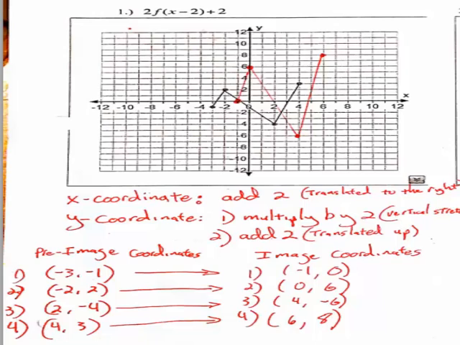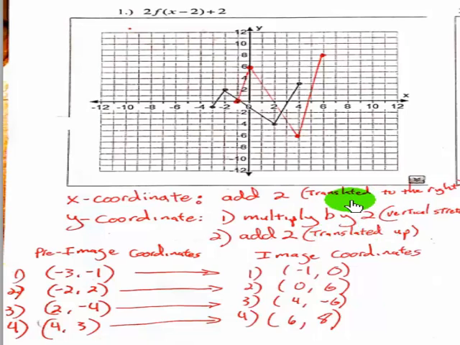Then, since there's plus 2 outside the parentheses, that's going to translate up by 2. However, before you translate up by 2, you have to keep in mind, right here where it says 2 times f of x minus 2, you're going to first multiply each y coordinate by 2. That's going to be what they call a vertical stretch of a factor of 2. And then after you multiply each y coordinate by 2, then you're going to add 2 to translate the graph up.